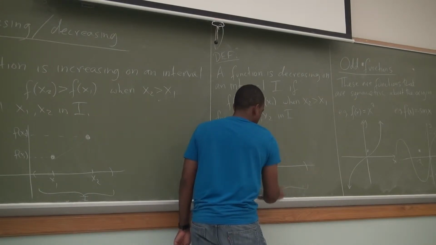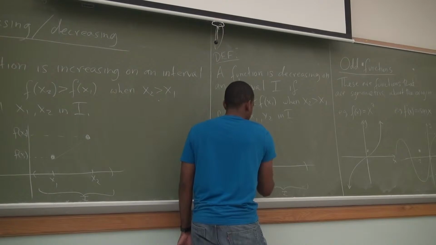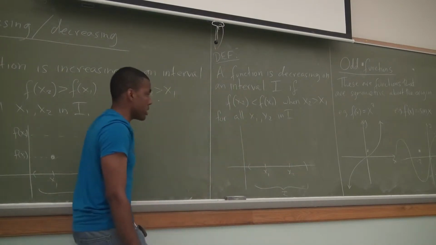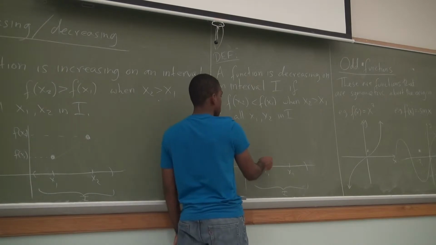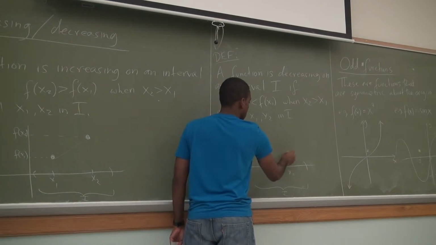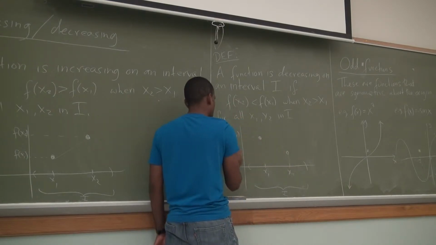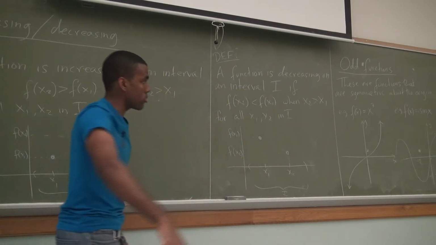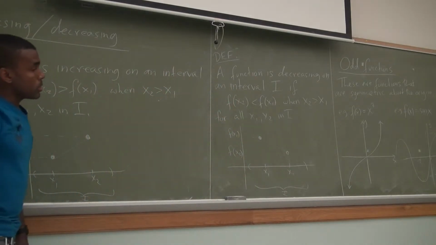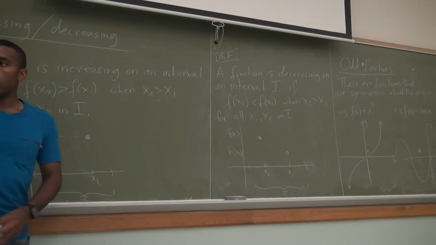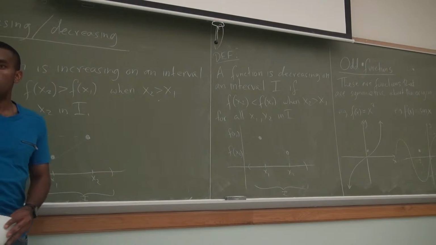Again, looking at the interval I. If you take any two random numbers x1 and x2, where x2 is bigger than x1, then the function value for f of x1 would be higher than the function value for f of x2. And that means your function is moving down as you go from left to right. Any questions on the definition?